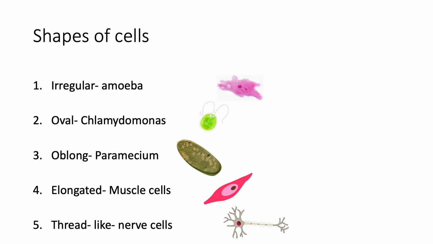The shape of cells. It could be irregular, like in an amoeba. It could be oval, like in Chlamydomonas. It can be oblong, like in Paramecium. It can be elongated, like in a muscle cell. It could be thread-like, like in a nerve cell.